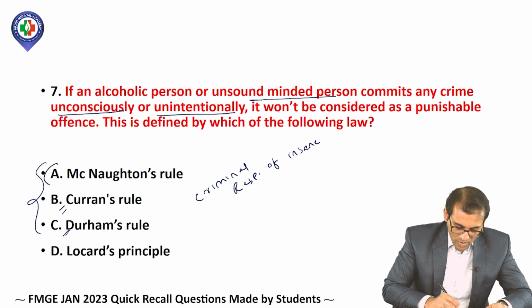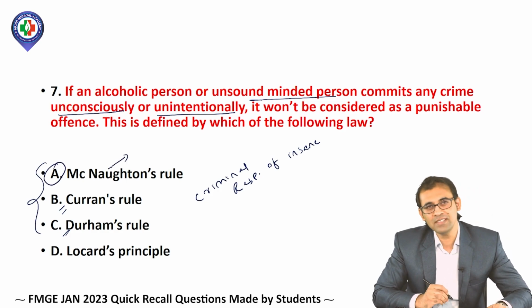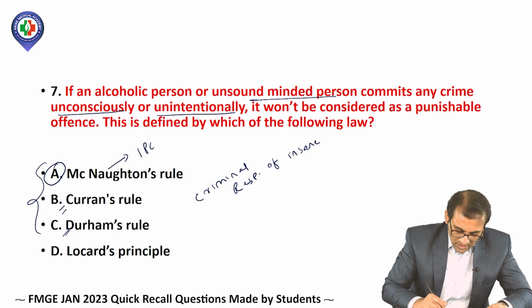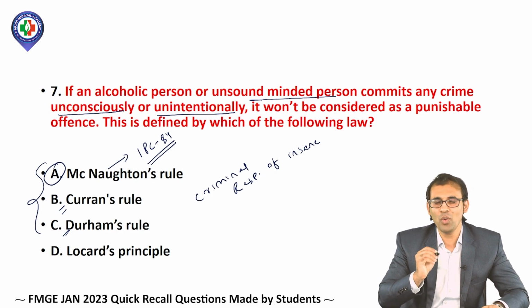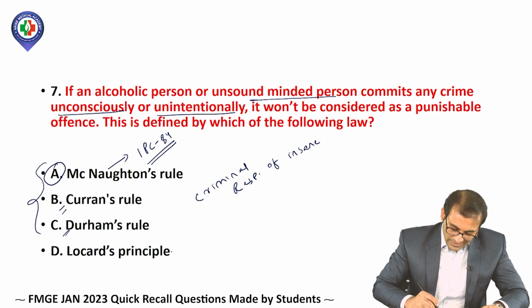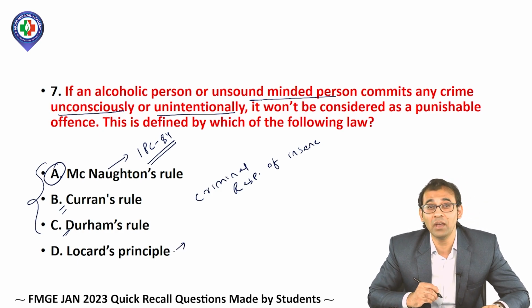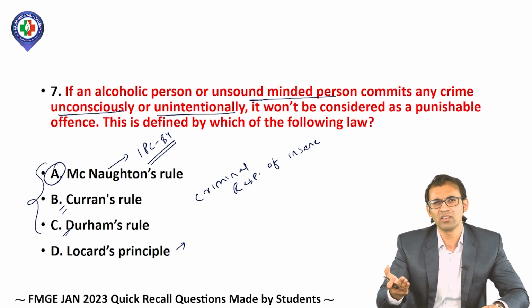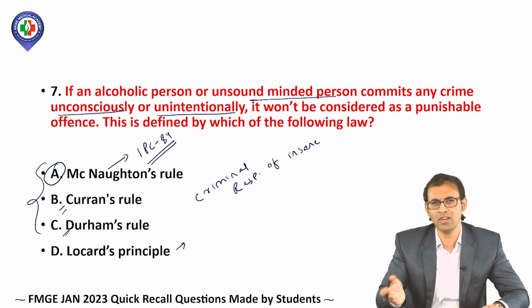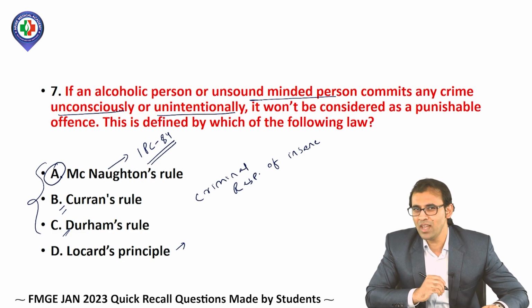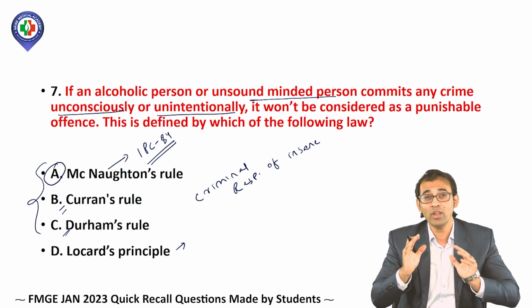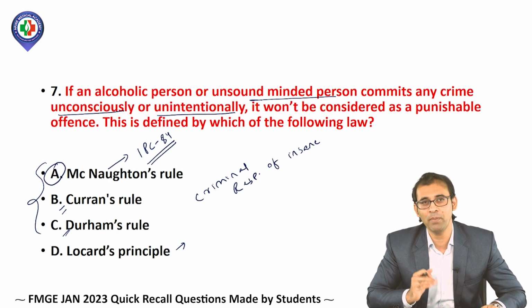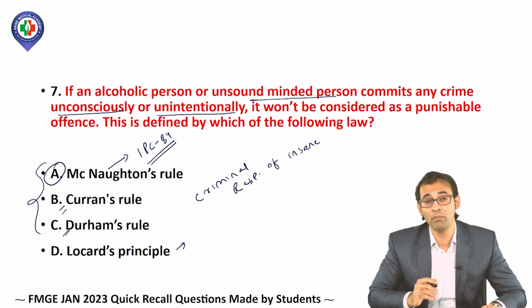Answer is A, which is defined by which IPC? It is defined by IPC number 84. Now option number D, Locard's principle. This is related to Locard's principle of exchange. This can help you in identifying the main murderer or main person who committed the crime. So what does it state? Locard's principle of exchange. When two bodies come in contact, for sure they are going to exchange something. And because of that, you can reach the real criminal.